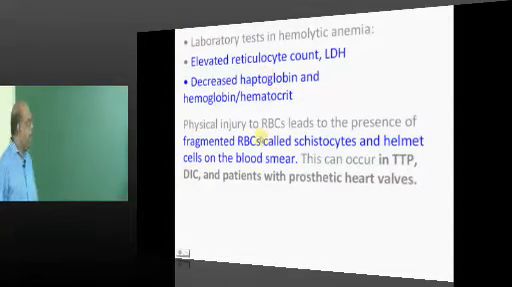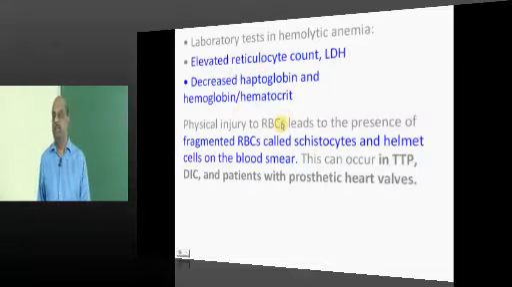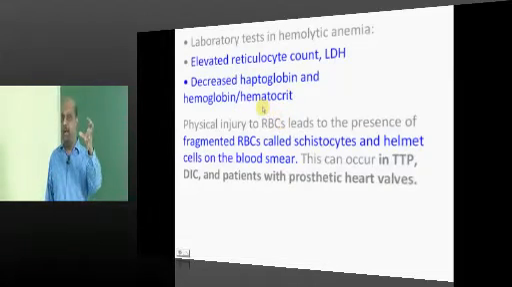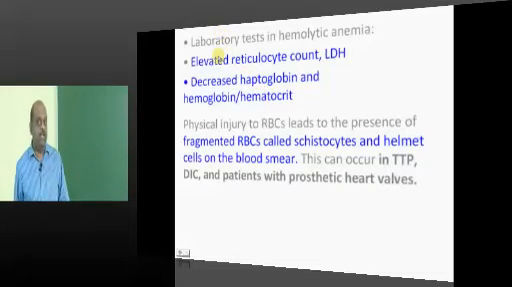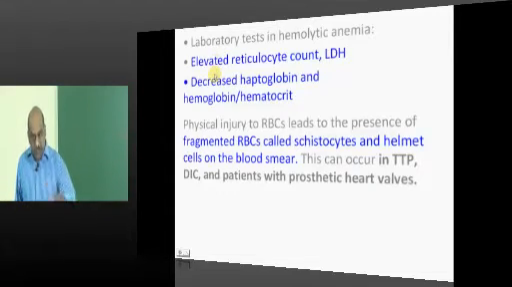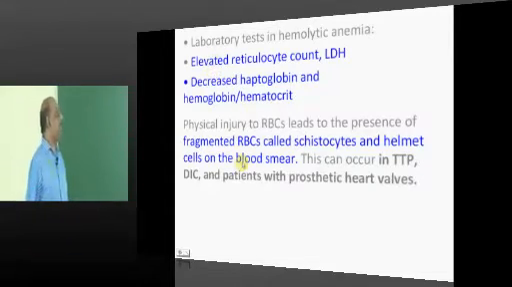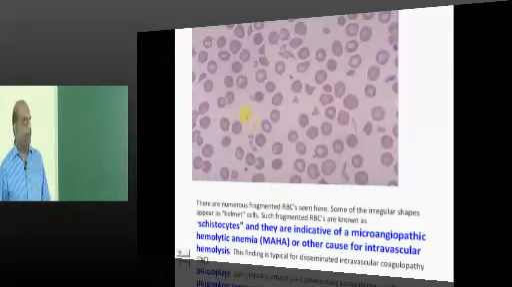Similarly, hemoglobin and hematocrit, both of them will decrease. You find fragmented RBCs called schistocytes. In which type of hemolysis are they very characteristically found? Microangiopathic hemolytic anemias; schistocytes are a very classical feature, is what needs to be remembered.